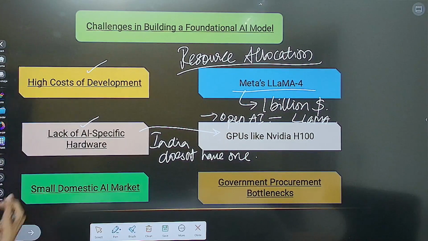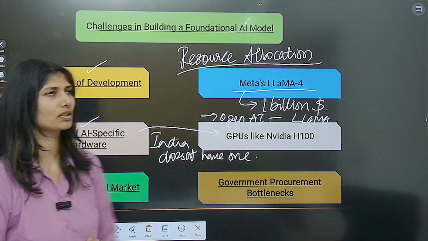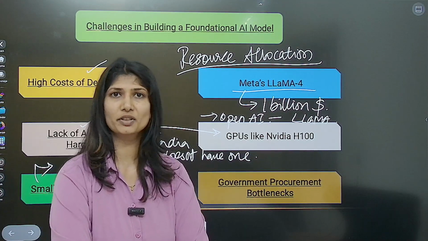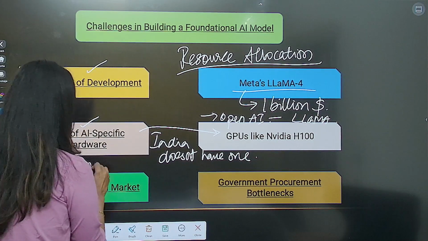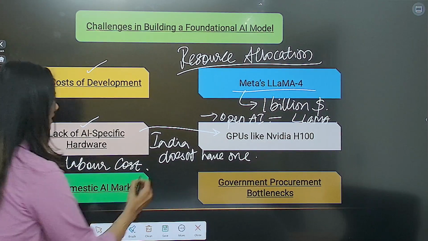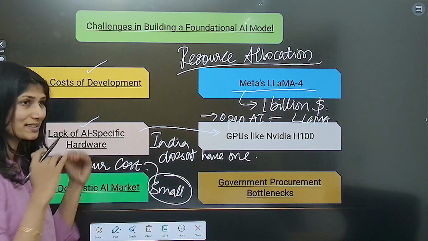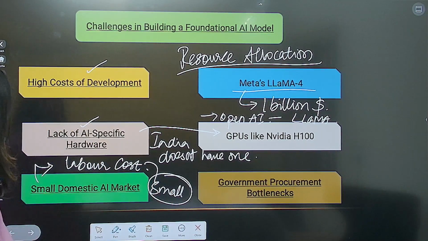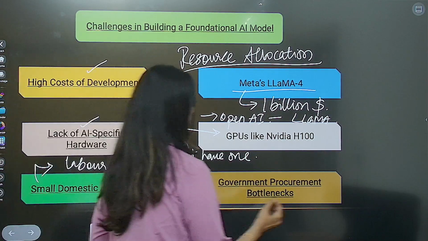Another thing is the small domestic AI market. With regard to India, AI in developed nations is different compared to developing nations because of our easy labor cost. The labor is available at a very small cost. So the AI isn't presently posing threat for us. So the demand is also very small, and also government procurement bottlenecks.